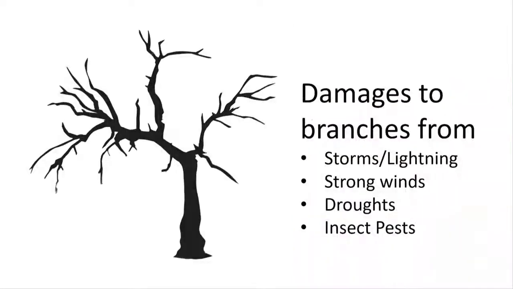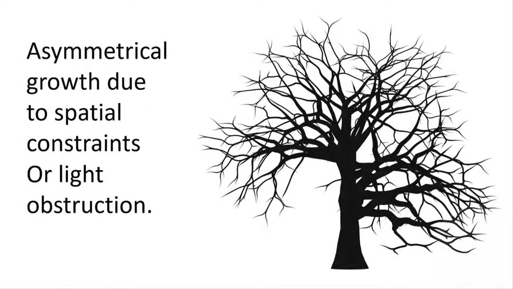I mean, lightning, another potential way that some of these branches could be lost or damaged. Also, maybe asymmetrical growth due to different spatial constraints. You know, maybe light is obstructed on one side or it's growing next to a wall, and so it can only grow in one direction.